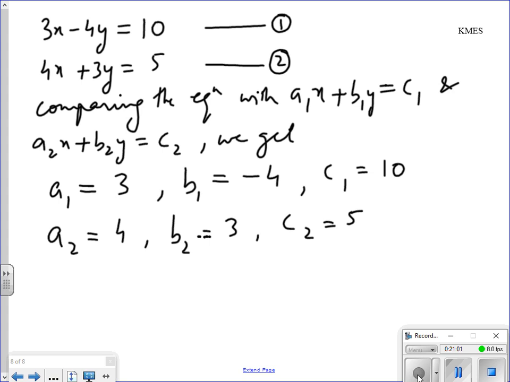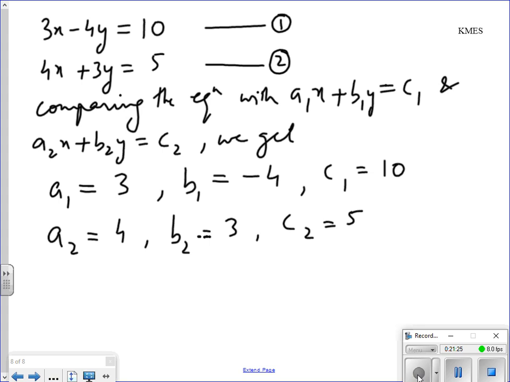Complete this much in your notebook. Pause the video over here. Write down this much. Try to understand. We have completed two steps over here. We have written the two equations in the form ax plus by equal to c, and then we have compared the two equations and got the values of a1, b1, c1 and a2, b2, c2.